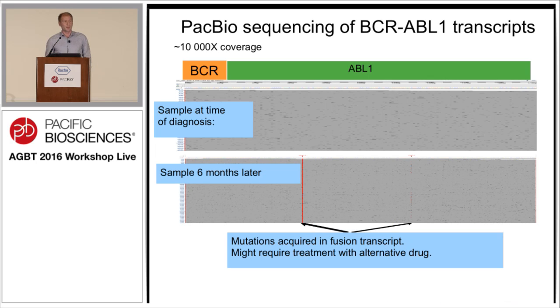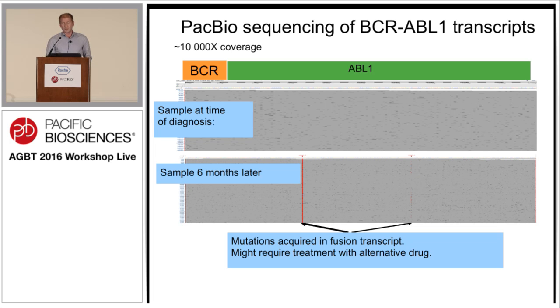These are some results from a very early experiment we did, and we normally get more than 10,000X coverage for the BCR-ABL fusion transcript. At the top here you can see a sample taken at the time of diagnosis of this patient, and these are the reads that we have. Basically you don't see any evidence for mutations in this case. But this patient has not been treated by any drug yet, so that makes total sense.